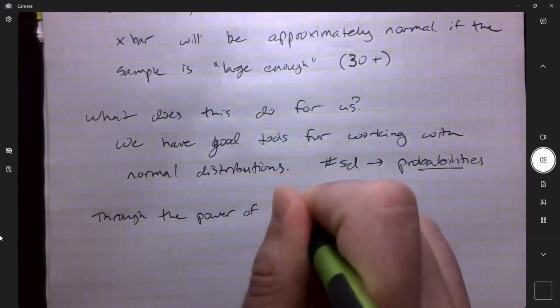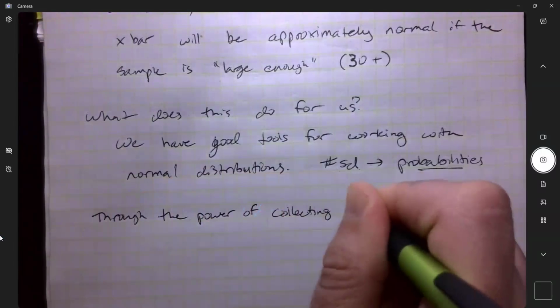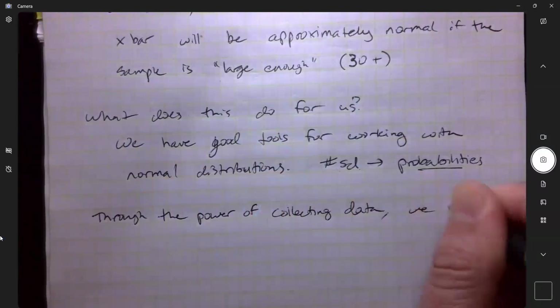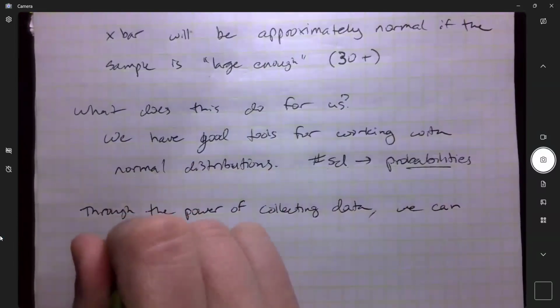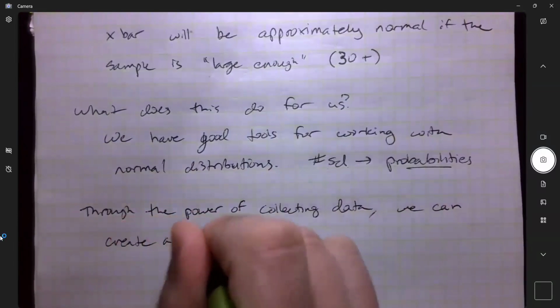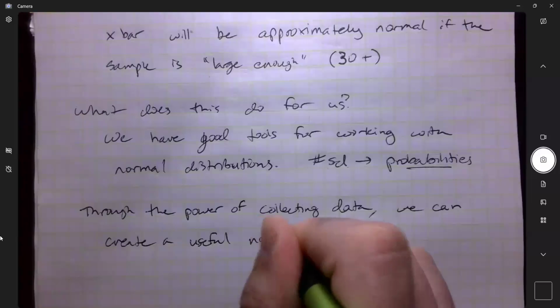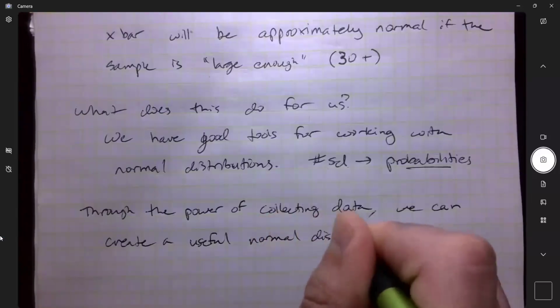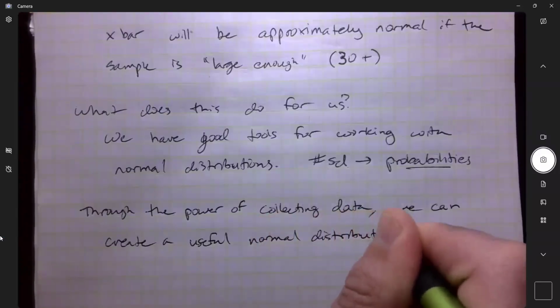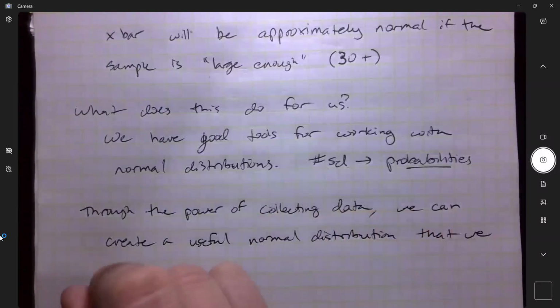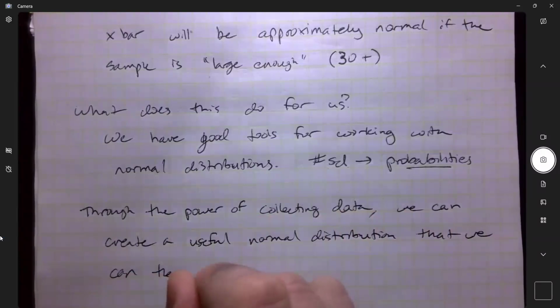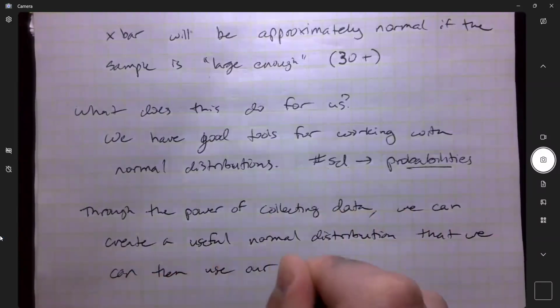And so, through the power of collecting more, or at least enough data, we can create a useful normal distribution that we can then use our tools on.